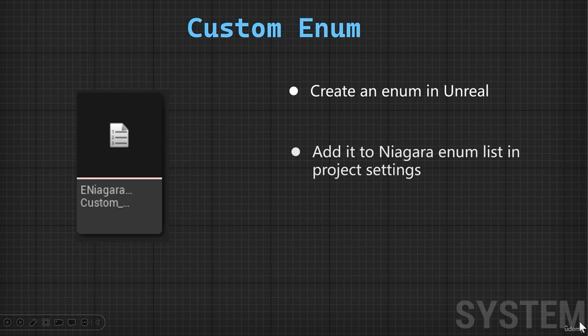Then, unlike using an enum in Blueprint, we need to add this newly created enum to Niagara enum list in project settings. So this step is a bit special. And after that, we can use switch node in Niagara and switch on this newly created enum. Alright, let's look at how we can do this.